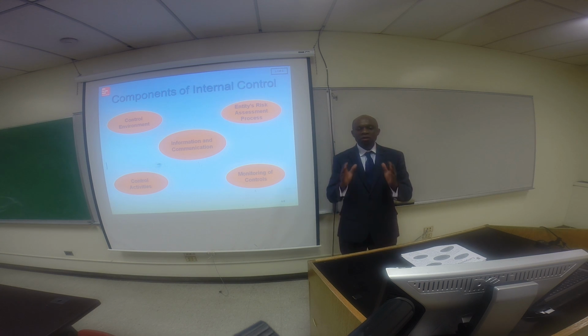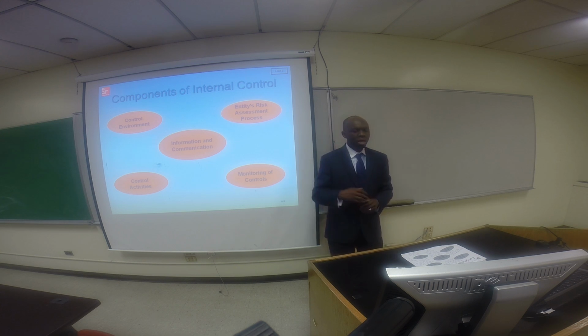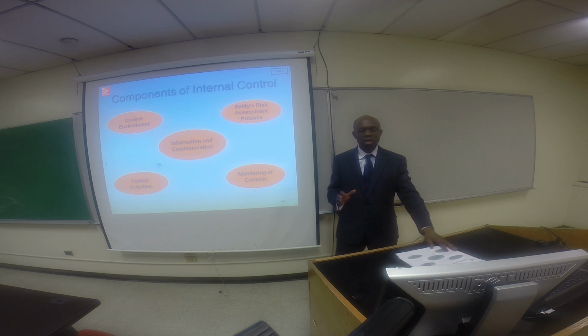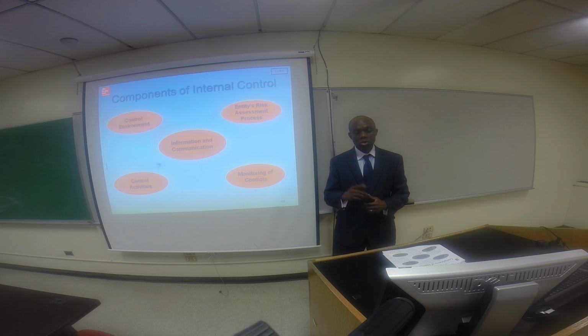And we said that for an internal control system to be effective, these 5 components have to be in place. They have to be properly put in place and they have to be properly implemented. In part 1 of the presentation, we said that control environment is number 1 and is the most important. We also talked about that extensively, and we also talked about the entity risk assessment process. Now let's take a look at the information and communication.